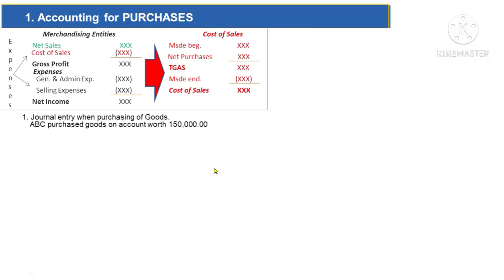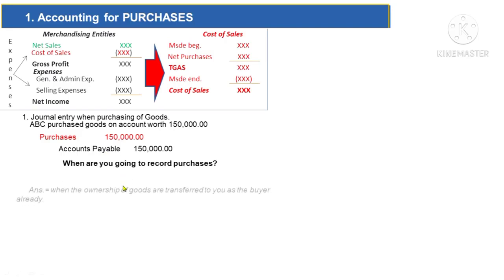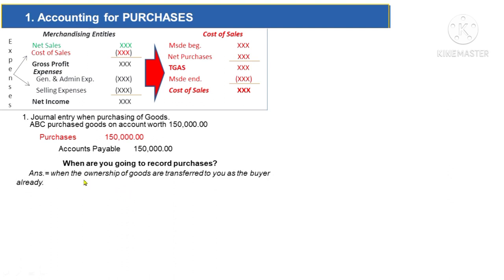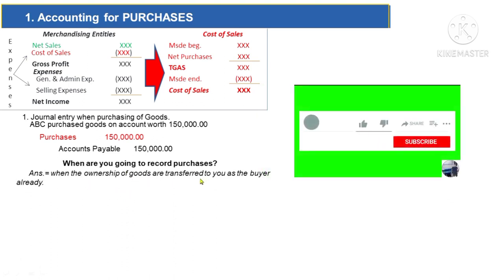So we have an example right here whereby you are ABC and you purchase goods of 150,000 on account. The entry is simply debit purchases, credit accounts payable if the purchase is made on account. However, if you purchase by directly paying cash, then you will have to credit cash instead of accounts payable. But then again, you need to ask, when are you going to debit purchases? Of course, the answer is when the ownership of the goods is transferred to you as the buyer. And when is that again?